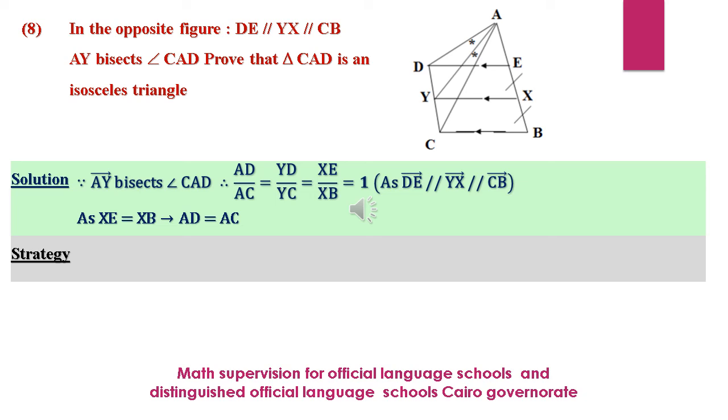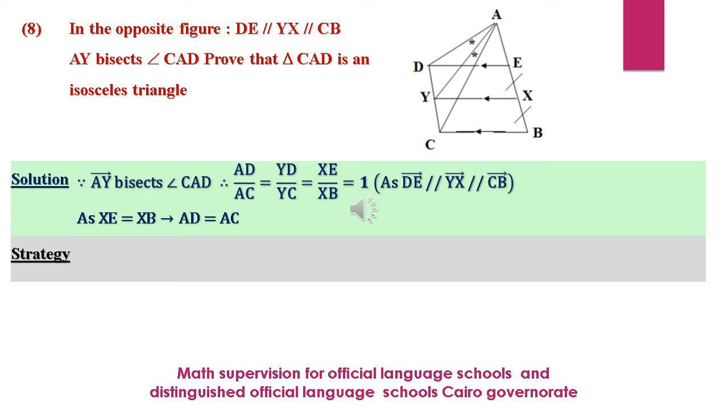We have here three parallel lines, DE parallel to XY parallel to BC. And also AY bisects angle DAC. Prove that triangle CAD is an isosceles triangle.